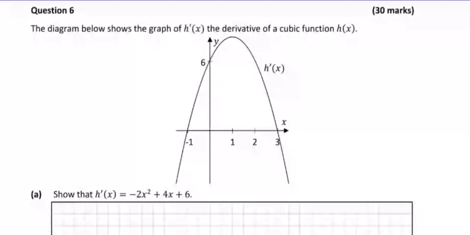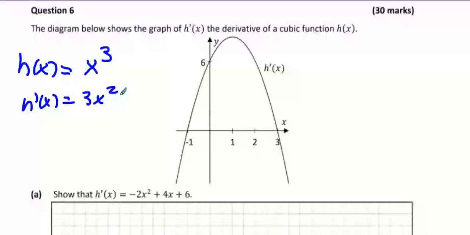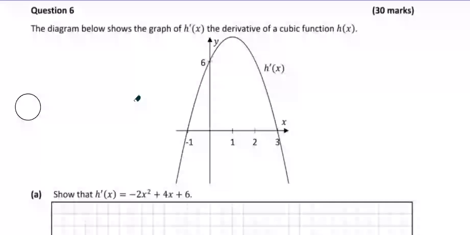The diagram below shows the derivative of a cubic function. So the original function, this would be an integration question in a way, because when you have a cubic function and you differentiate it, what happens? It turns into a quadratic, doesn't it? So we've already differentiated it, and it's an n-shaped quadratic. That's what we know so far. Now, what it wants me to show is that this is actually the function.